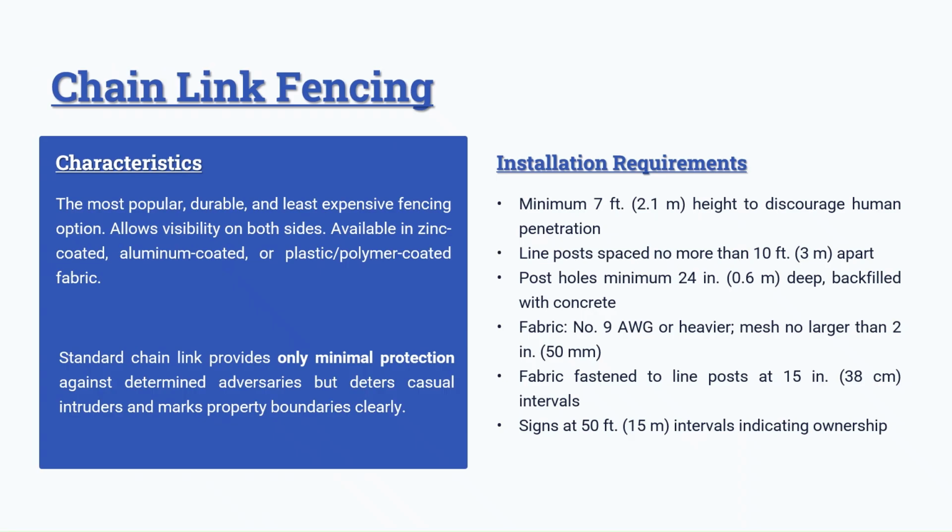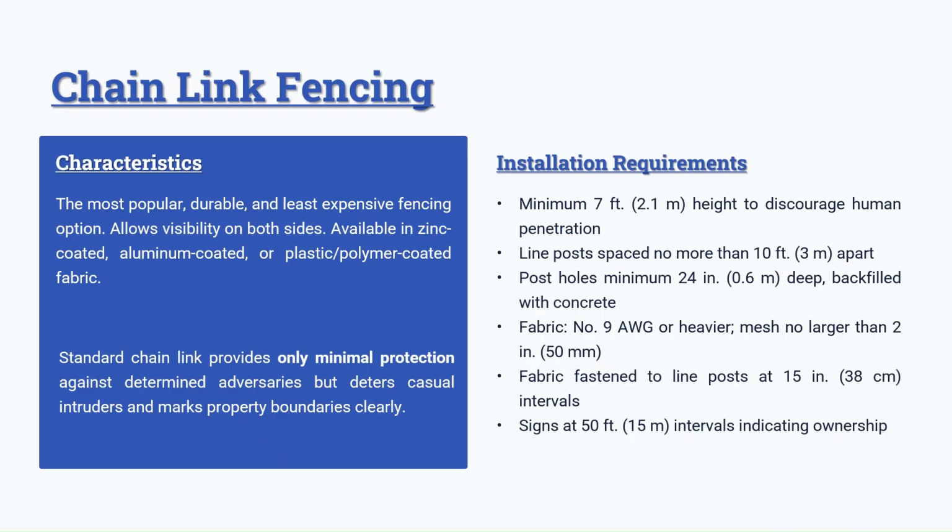Chain link fencing is one of the most commonly used perimeter solutions due to its affordability and visibility. It allows clear observation on both sides, helping security personnel detect intrusions early. However, it provides only minimal resistance against determined attackers. Its effectiveness depends heavily on proper installation, adequate height, strong anchoring of posts, secure fabric fastening, and clear boundary marking.